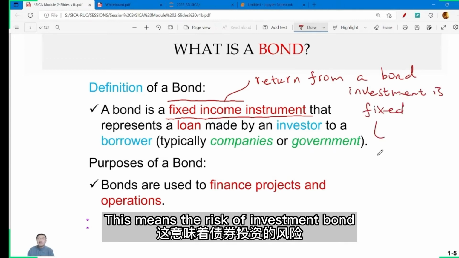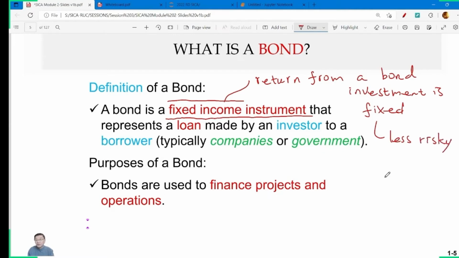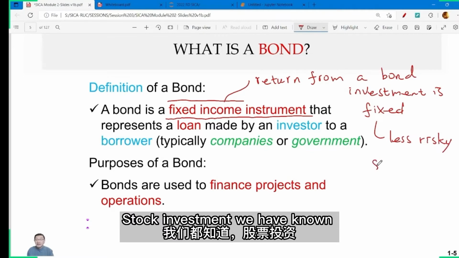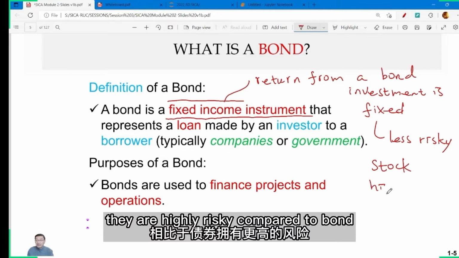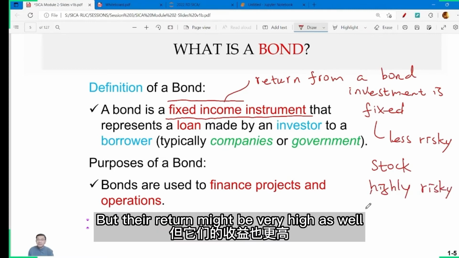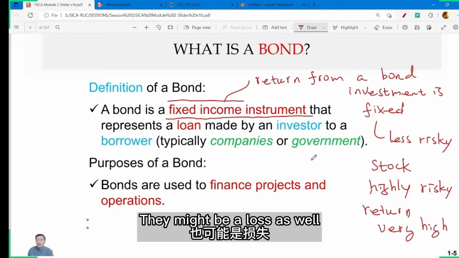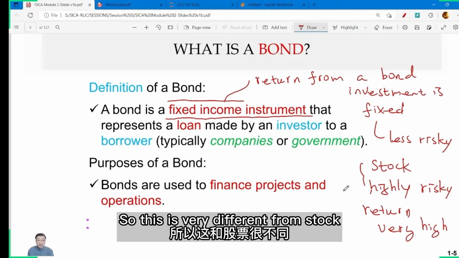This means the risk of investing in a bond is relatively low, or less risky. This is very different from stock investment. Stocks are highly risky compared to bonds, but their return might be very high as well. Of course, there might be a loss as well. So this is very different from stock.